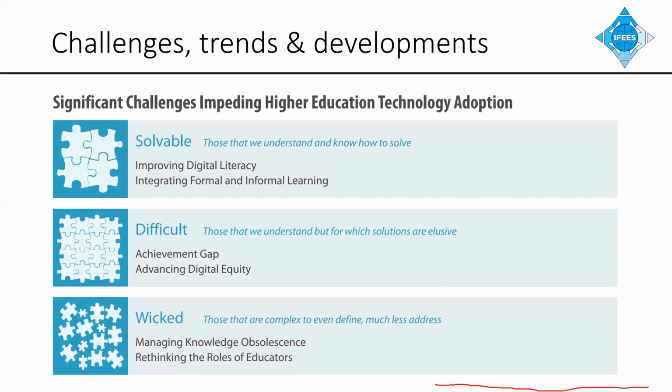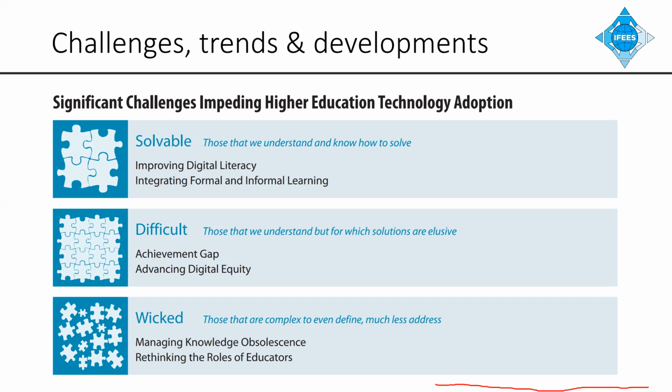Now let's move to the significant challenges impeding higher education technology adoption. In first place, the solvable challenges, which are improving digital literacy, and this is very important. But nowadays, most of our students come with sufficient digital literacy, and in those cases that they don't have it, we can solve it really easily. And also integrating formal and informal learning, because nowadays our students learn not only in the classroom, but also in a lot of other places. And we have to recognize this kind of informal learning.